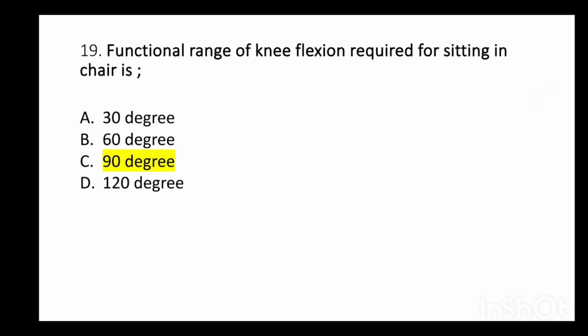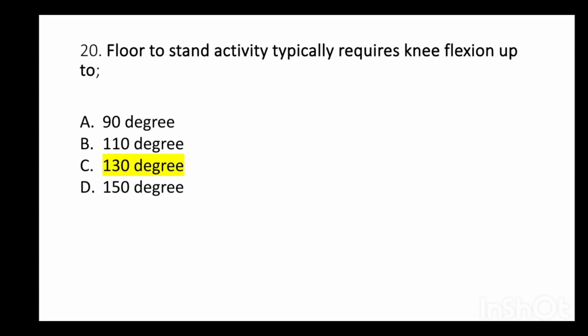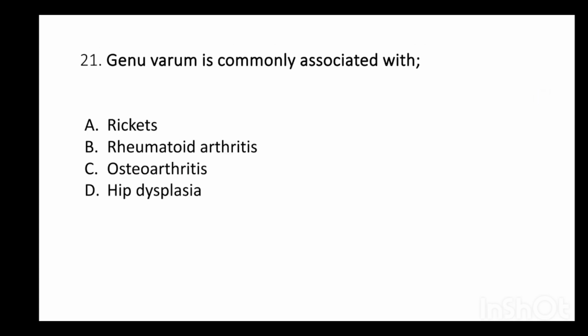Next question is, floor to stand activity typically requires knee flexion up to 90 degree, 110 degree, 130 degree and 150 degree. And our answer is 130 degree. Our next question is, genu varum is commonly associated with rickets, rheumatoid arthritis, osteoarthritis, hip dysplasia. And our answer is rickets.